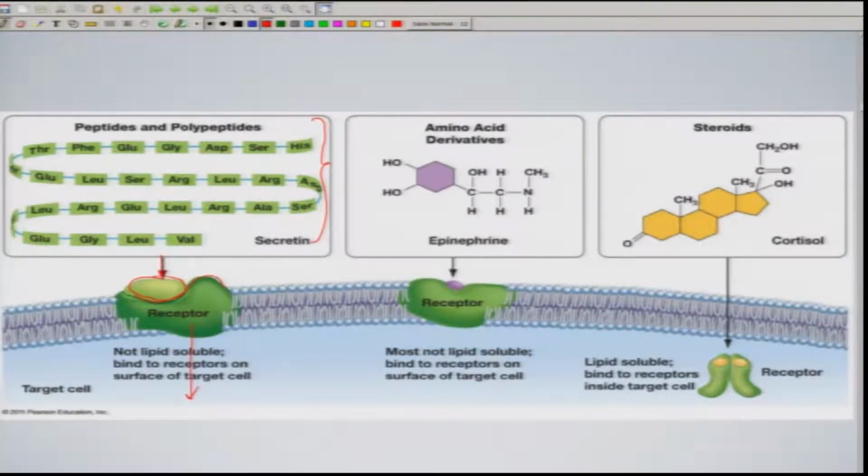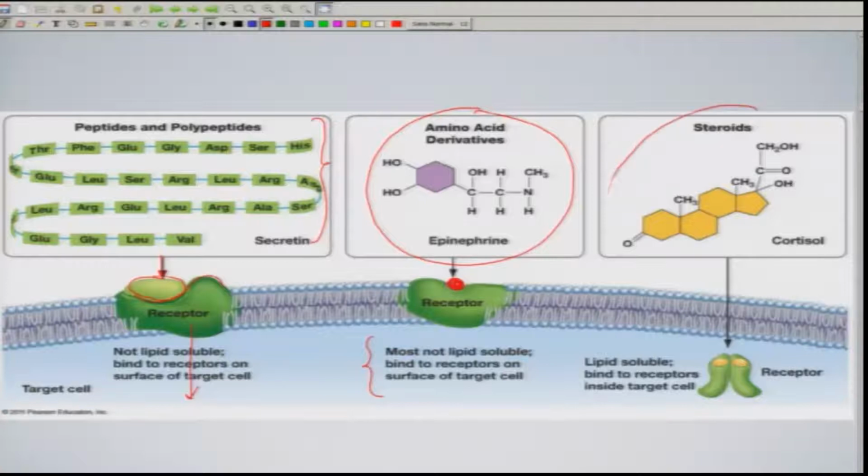These are not lipid soluble, and bind to receptors on the surface of the target cell, whereas the amino acids, exactly the same mechanism, they go and bind. These are very small molecules, they go and bind to the surface. Most non-lipid soluble hormones bind to receptors on the surface of the target cell.